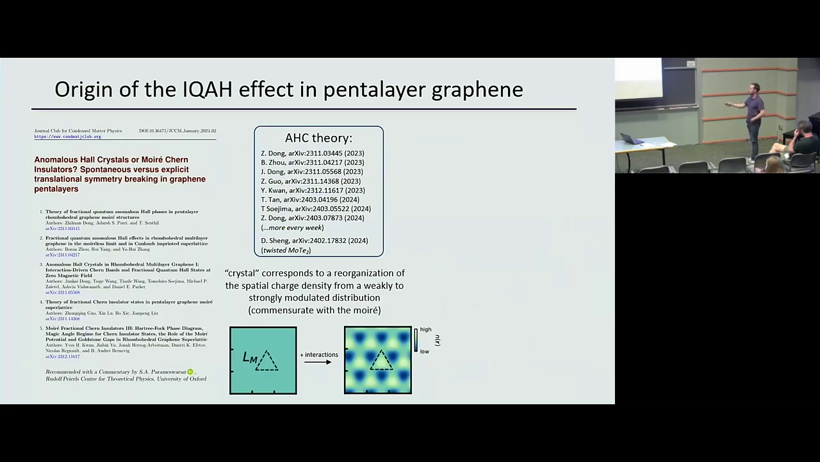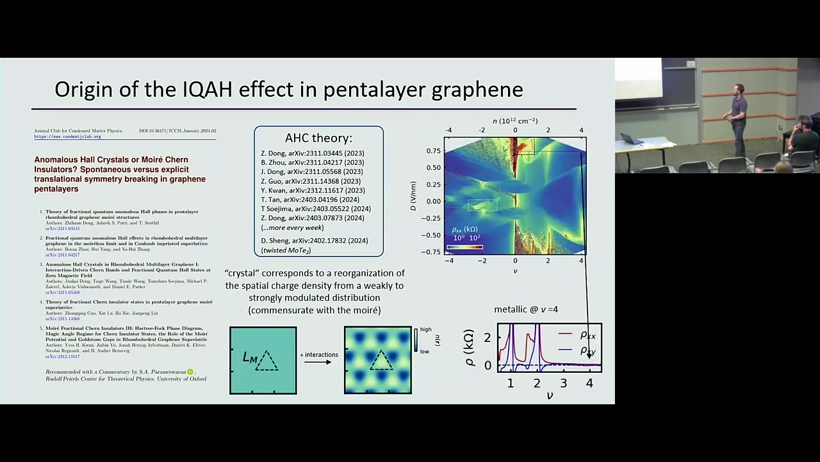I didn't have space. But the idea is that even though this sort of crystal is commensurate with the Moiré, I guess the word crystal is to signify here that the Moiré is playing at most a weak role in forming this translational symmetry breaking in the limit where the Moiré is 0. Once we turn on the Moiré, we're no longer breaking a translational symmetry that's not already broken by the Moiré lattice, but nevertheless it corresponds to a large redistribution of this spatial charge density.